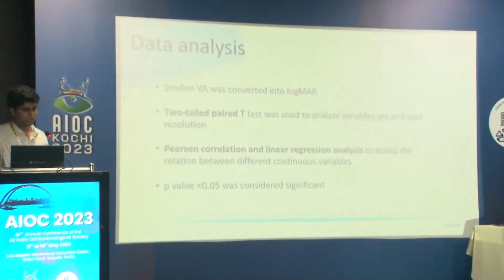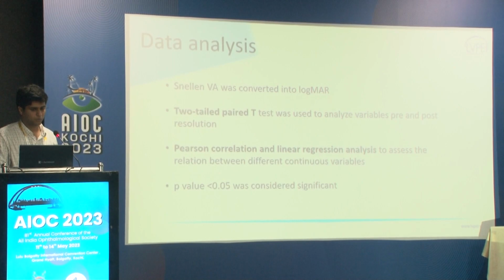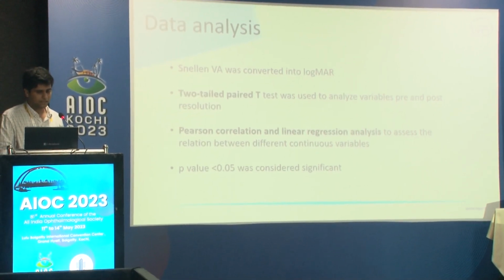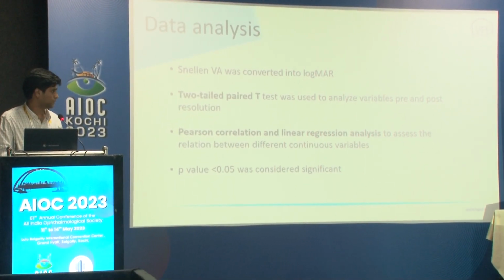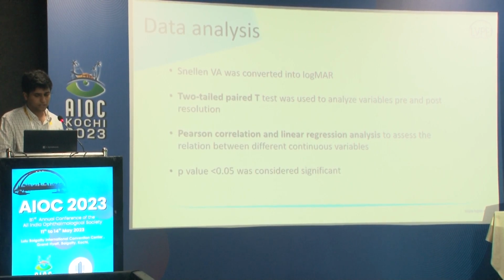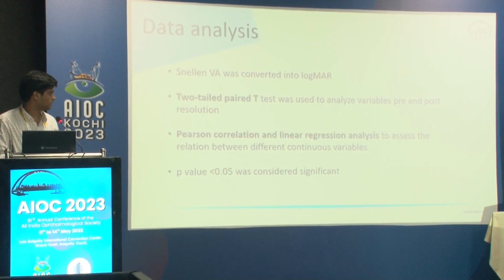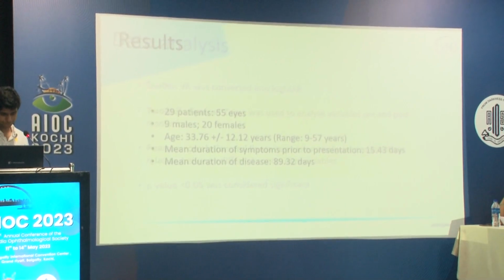For data analysis, we converted the Snellen visual acuity into logMAR, and a two-tailed paired t-test was used to analyze the variables pre and post treatment. The Pearson correlation and linear regression analysis was used to assess the relation between the various continuous variables, and a p-value of less than 0.05 was considered significant.